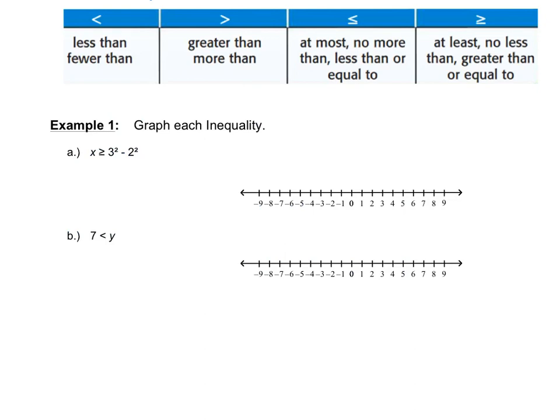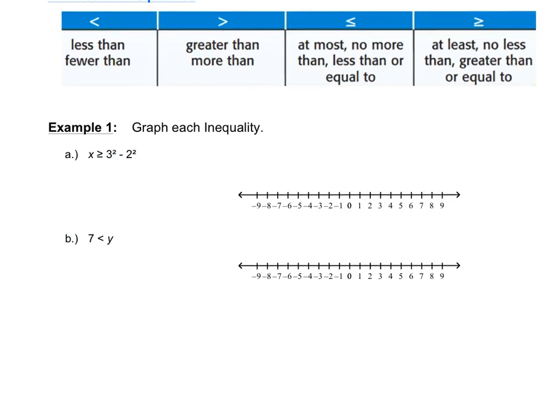Okay, so x is greater than or equal to, we're going to simplify 3 squared. 3 squared means 3 times 3, which is 9, minus 2 squared, 2 times 2 is 4. X is greater than or equal to 9 minus 4, which is 5.